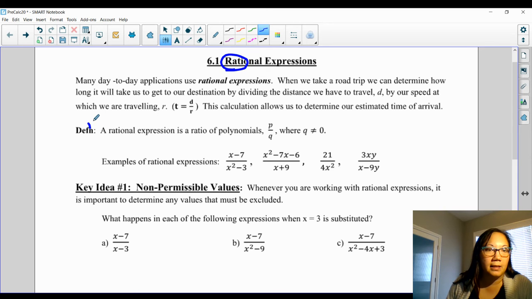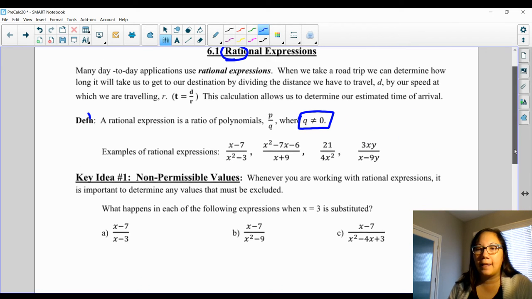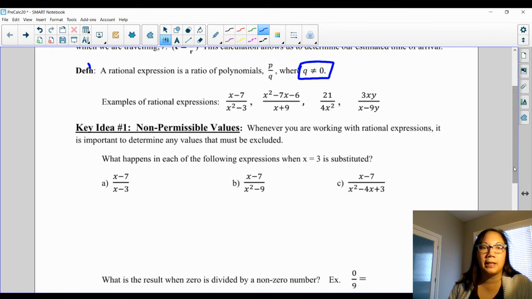So DEFN stands for definition. So the definition: a rational expression is a ratio of polynomials p over q, where q cannot equal 0. So that's kind of the most important part here. And we're going to talk about non-permissible values in a minute. That means values that aren't allowed in our expression. And where those come from is they are the values that create a denominator of 0.